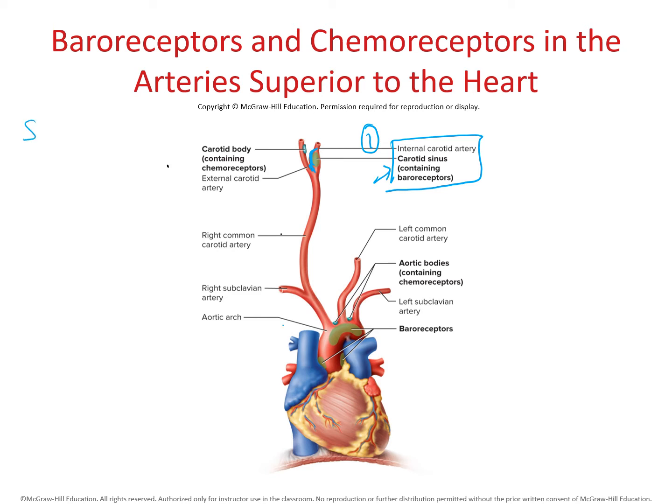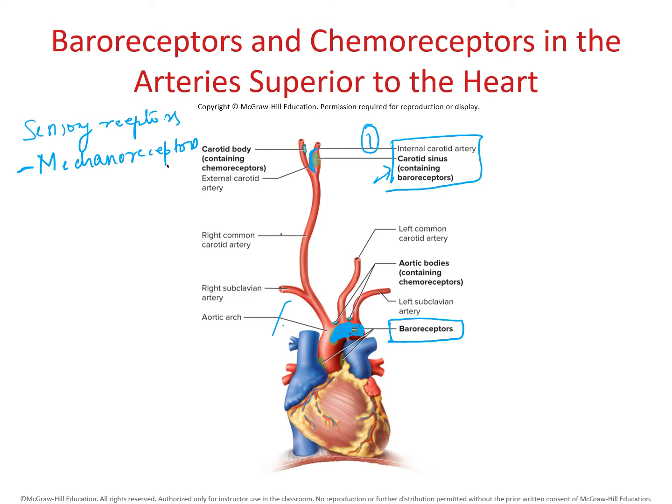Okay, so we're talking about sensory receptors. And the other sensory receptor is located on the aortic arch. Here you have the aortic arch, and these baroreceptors also sense changes in blood pressure. So these sensory receptors are mechanoreceptors.